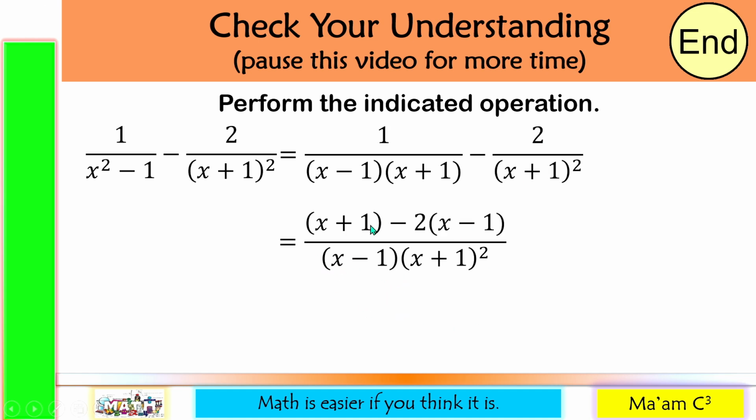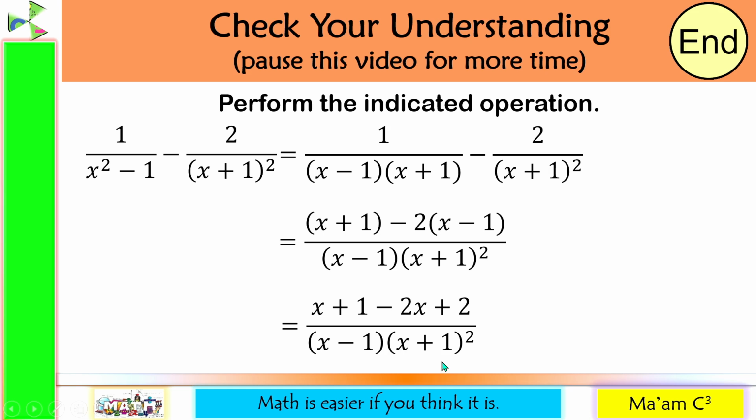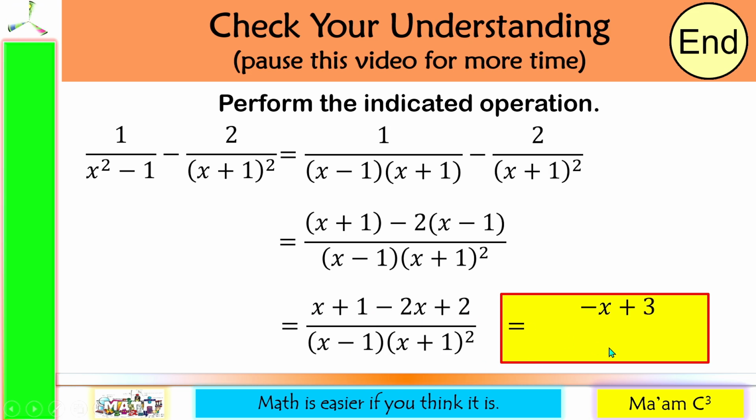Let us remove the parenthesis of this, x plus 1. Negative 2 times x is negative 2x. Negative times negative 1 is positive 2. Copy the LCD. X minus 2x is negative x. 1 plus 2 is positive 3. And let's copy our LCD. There are no common factors that we can cancel out, so this will be our final answer.